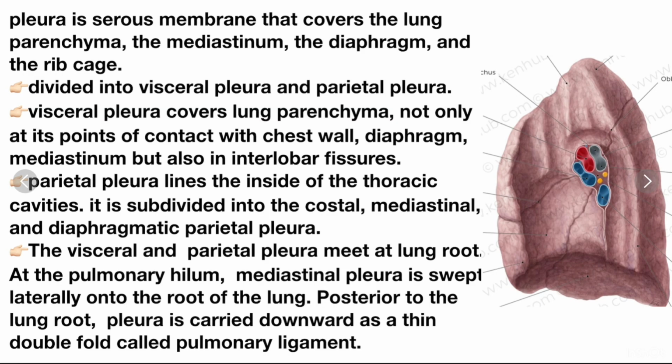Let's start. What is pleura? Pleura is a serous membrane, very important. It is a serous membrane that covers the lung parenchyma, the mediastinum, the diaphragm and the rib cage. It is divided into visceral and parietal pleura.